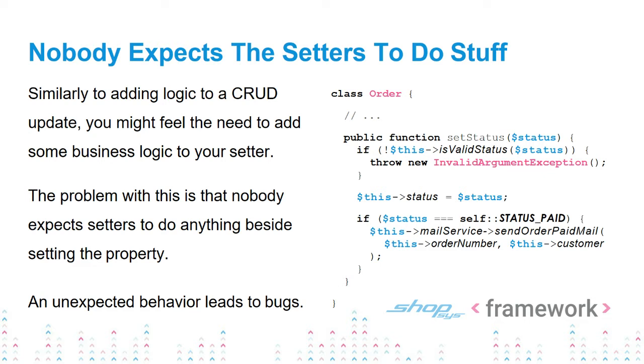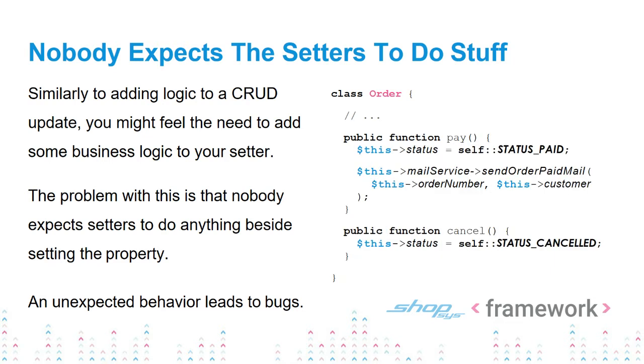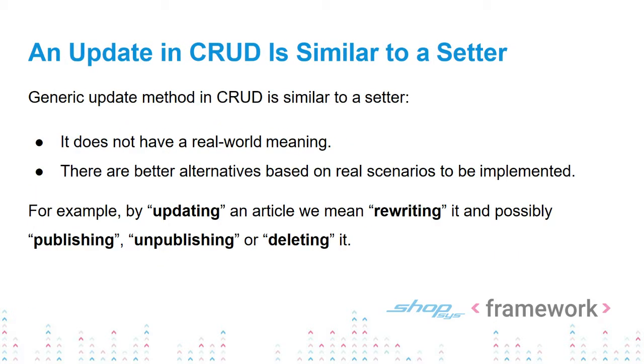So the U in CRUD, the update, is in essence very similar to a setter. It has no real meaning. There is no updating stuff in real world. We always do some meaningful action, something that has some expressive name and has some logic in it. For example, when we update an article, we mean possibly that we want to rewrite it and publish it or unpublish it or delete it. We are doing some actions that should be named in the code.